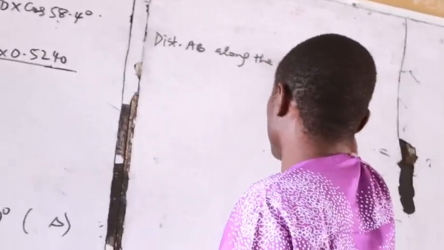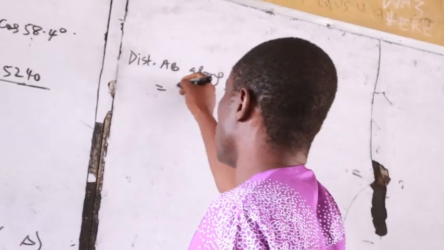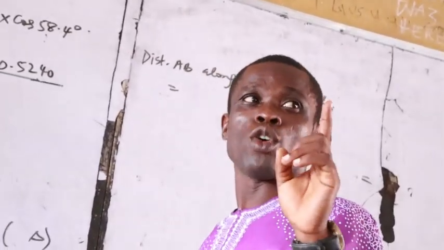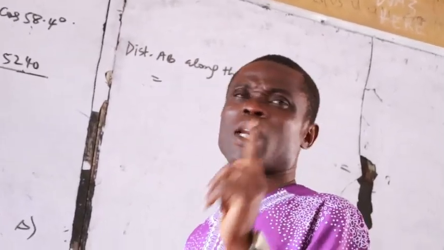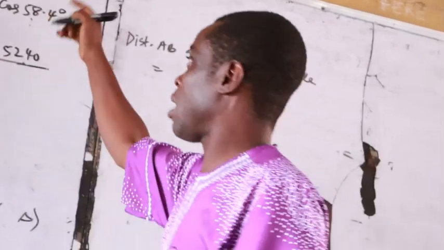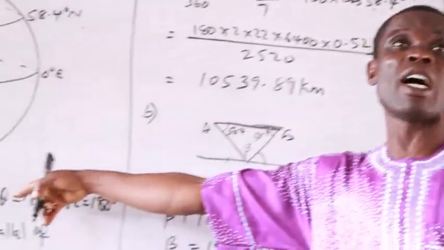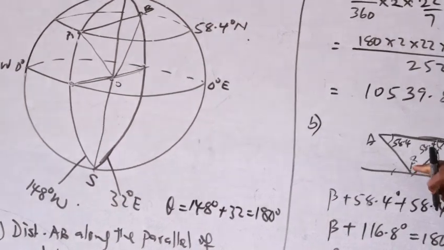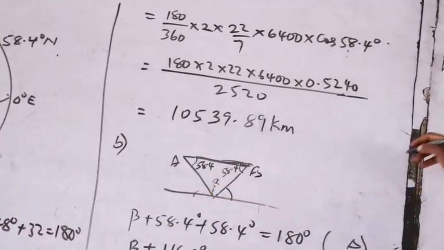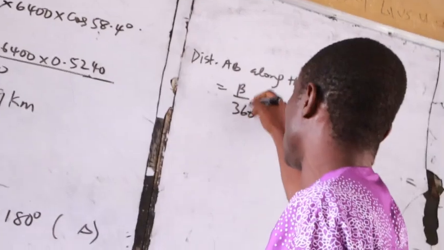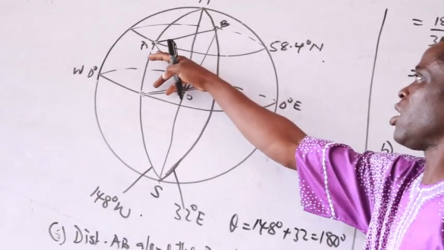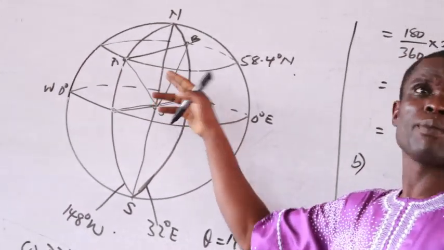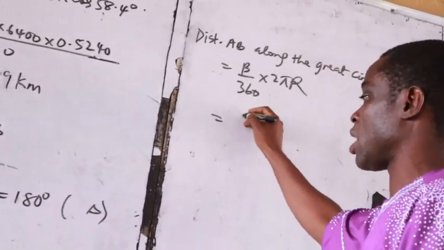So the distance AB along the great circle is going to be beta. Although before, the formula is theta over 360 times 2 pi r, I don't want to use theta, because if I use theta here, it would look as if I'm still referring to this 180 as angular difference. My angle here is now beta. So let me now change the formula to beta over 360 times 2 pi R, bigger R, not small again, because we are now referring to this. Am I communicating?